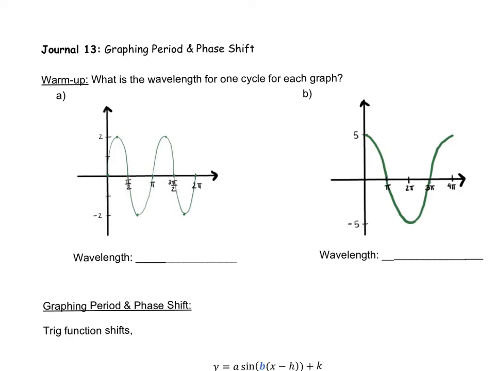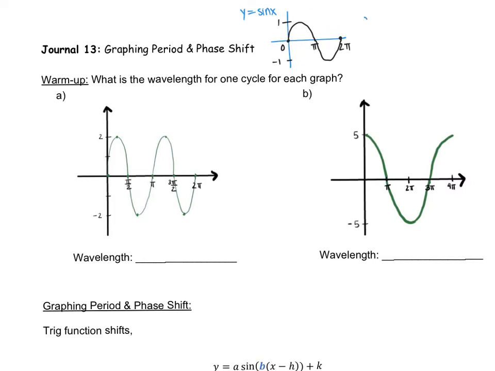In this warm-up here, we have a graph and we're asked to find the wavelength for one cycle. So when we're talking about one cycle, let's just review what we've learned about sine and cosine graphs. When it comes to a sine graph, it starts at the origin at 0 and ends at 2 pi, but in between it goes up, then back down, and back up. The highest it goes is +1 and the lowest it goes is -1. So one full cycle goes from 0 to 2 pi for a normal sine graph.